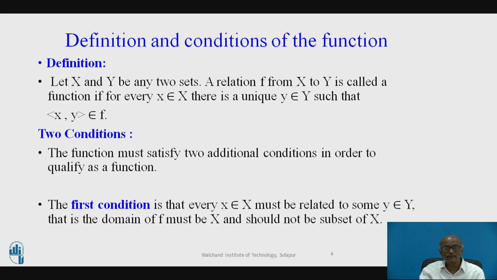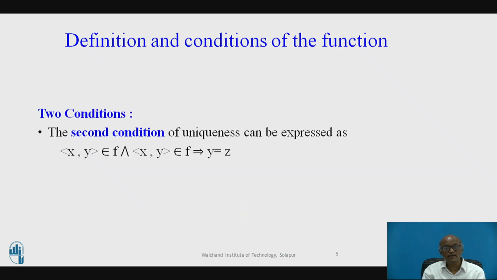Now, what are the different terminologies? The second condition is that uniqueness should be maintained, in the sense that every x should be mapped to a unique value of y. It should not be mapped to two elements of y. One element of set x should be mapped to only one element of y, not more than one. So uniqueness should be maintained. If a relation satisfies these two conditions, then it is called a function.